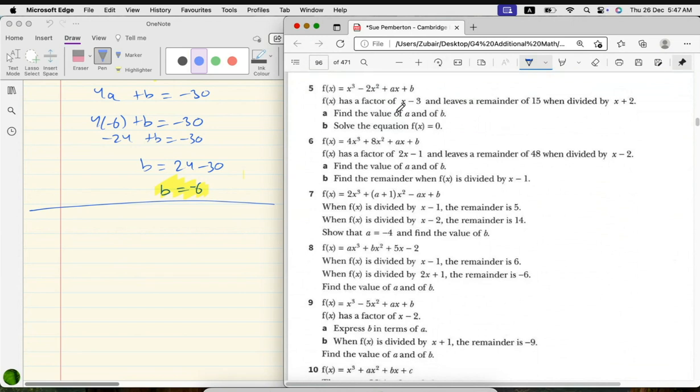It says f of x has a factor of x minus 3 and leaves a remainder of 15 when divided by x plus 5. Here the remainder is 0. It is 15 when divided by x plus 2. First we find a and b and then we solve the cubic equation.